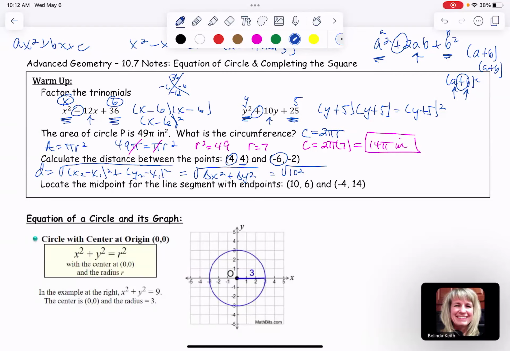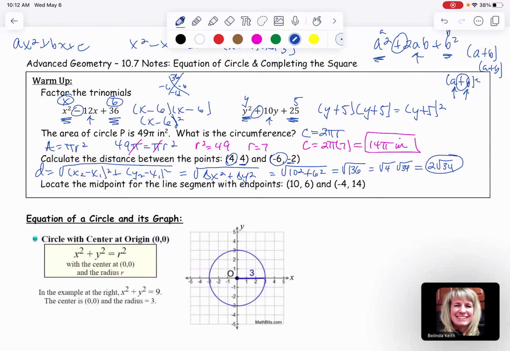My y's go from 4 to negative 2. That's a difference of 6. So we'll put 6 here. That's getting squared. All right, so when I add those together, 10 squared is 100, 6 squared is 36, so this is going to be the square root of 136. Simplifying this, a perfect square that's in 136 is 4. It's 4 times 34, so this simplifies to be 2 square root of 34, and that would be my exact answer.